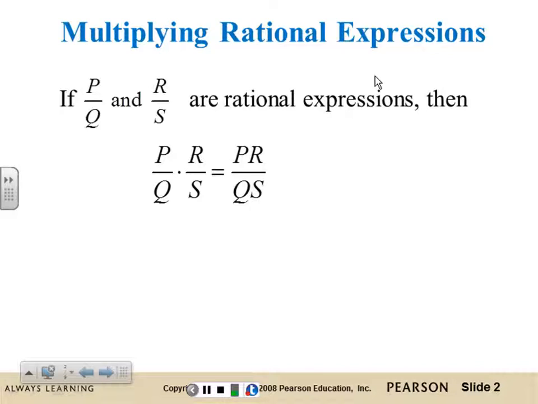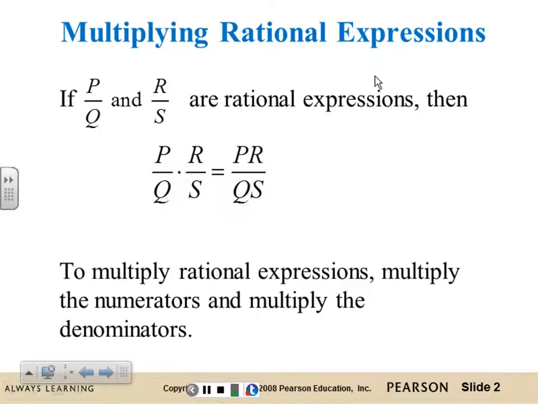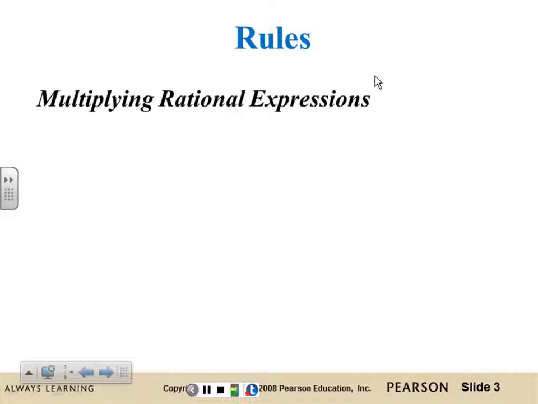We learned how to multiply fractions in elementary school, and it's the same concept. You multiply the tops and you multiply the bottoms. So to multiply rational expressions, you're going to multiply the numerators and multiply the denominators. Alright, so rules for multiplying rational expressions.